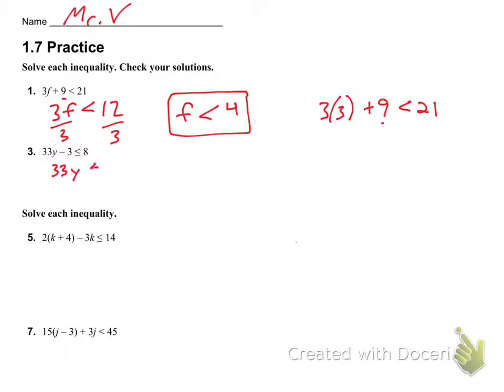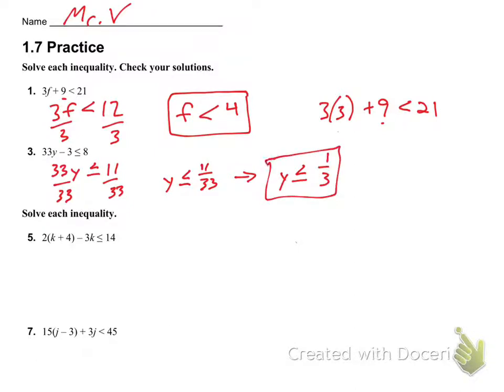All right, for 3, I'm going to add 3 to each side, so then I'll be left with 33y is less than or equal to 11. And then I'm going to divide each side by 33 to get y alone. And I'm not dividing or multiplying by a negative, so I'm going to keep the sign the same. And I'll have y is less than or equal to 11 over 33, but I got to reduce that, so the very final answer would be y is less than or equal to 1 over 3. And that's your answer.